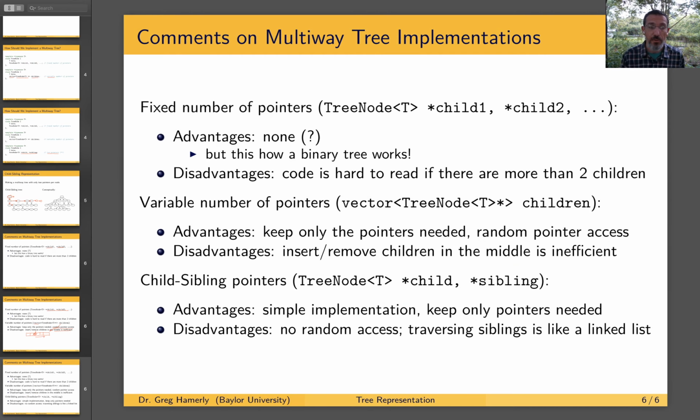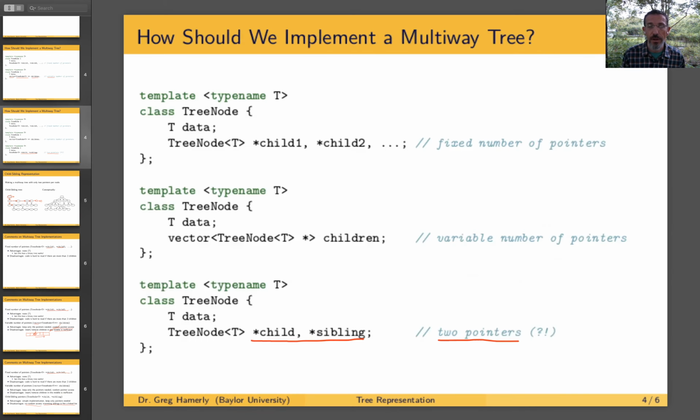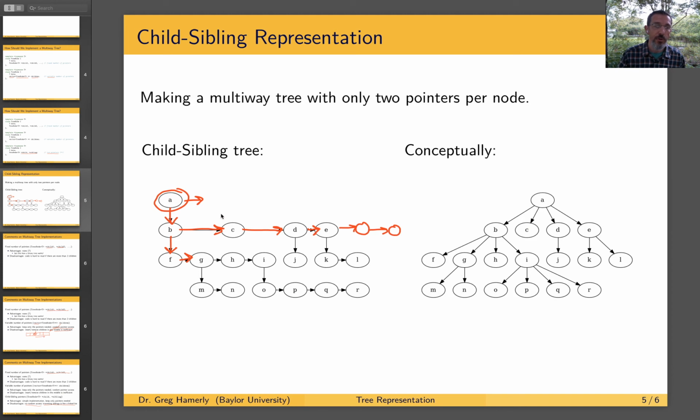The child sibling pointer representation, some advantages are that this is a very simple implementation. We have exactly 2 pointers always, and we're only keeping the pointers that we need. So we don't have wasted pointers like we do up here, okay? The disadvantage is, of course, no random access. And so if you're traversing through this tree, traversing the siblings is like a linked list. So if we go back up here to our representation, if I want to go from A to E, I can't go directly from A to E. I have to go to B, C, D, E, right? So there is this linked list traversal behavior here.